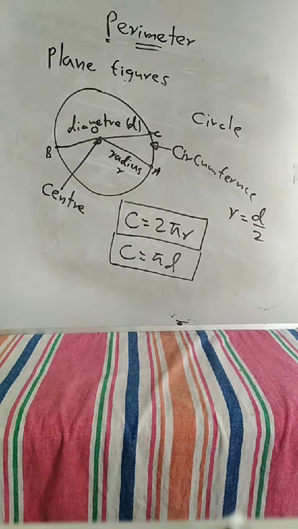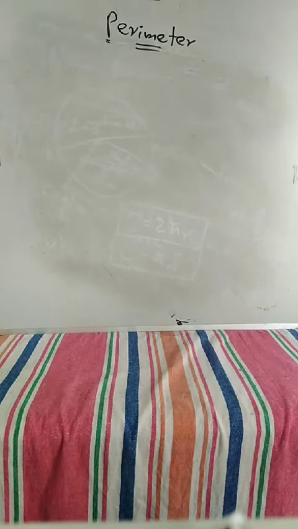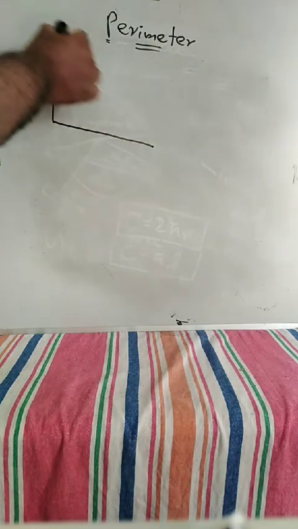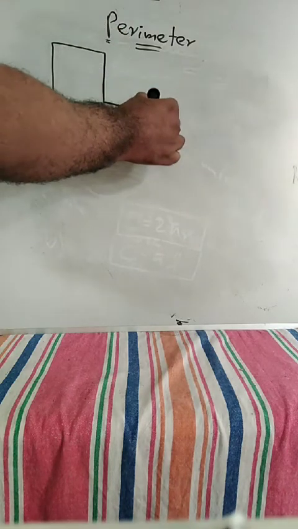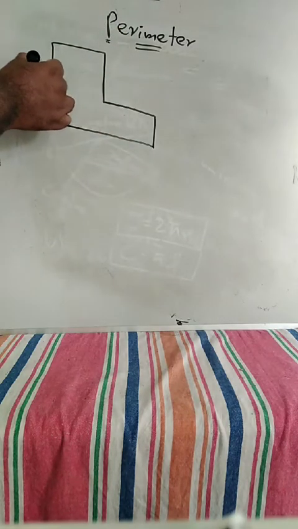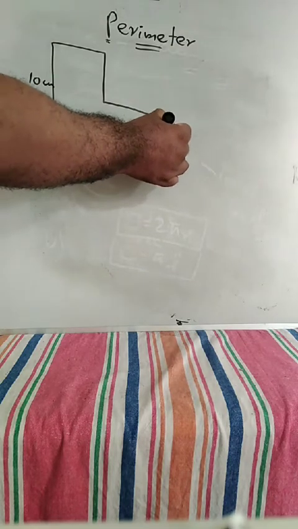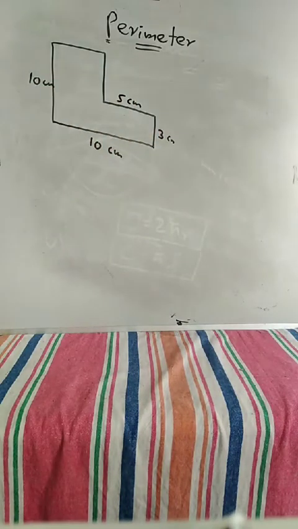Now, these are plane figures. Here they have given: find the perimeter of this. Look at this. This is 10 centimeters, this also 10 centimeters. This is 3 centimeters, this is 5 centimeters. Find the perimeter of this.